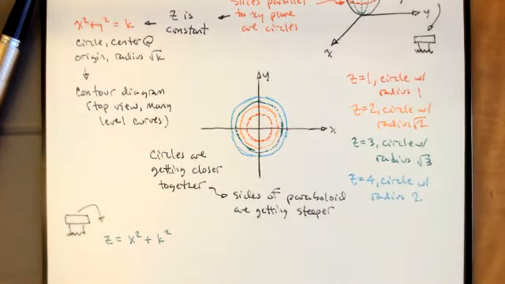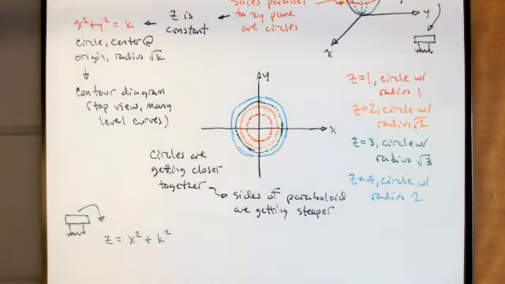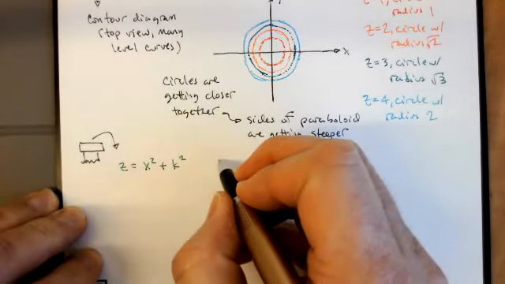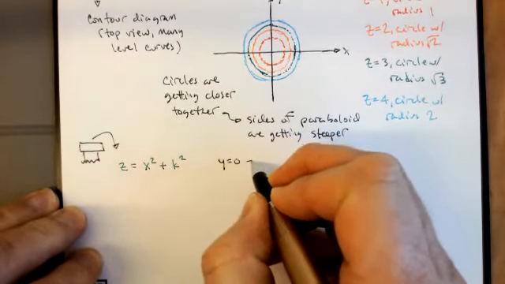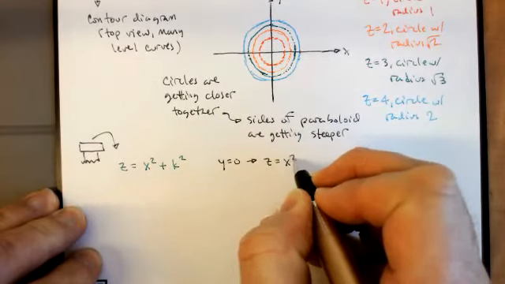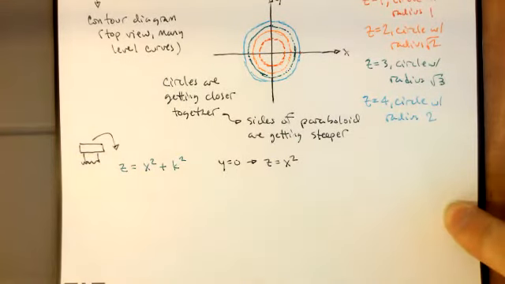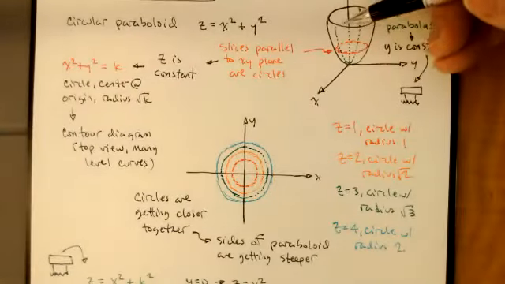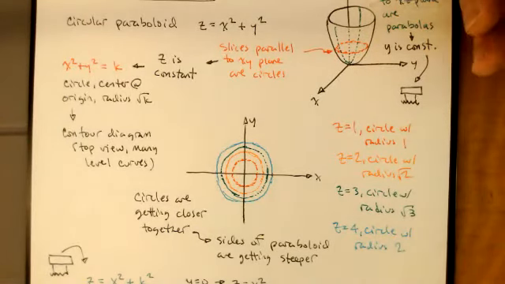So here we see the parabolas that we'll be looking at. When y is equal to 0, we just get the parabola z equals x squared. That's going to be a parabola opening up with a vertex at the origin. And that is what we're looking at. This green parabola right here is z is equal to x squared, vertex at the origin.